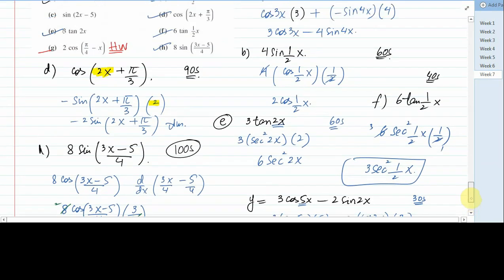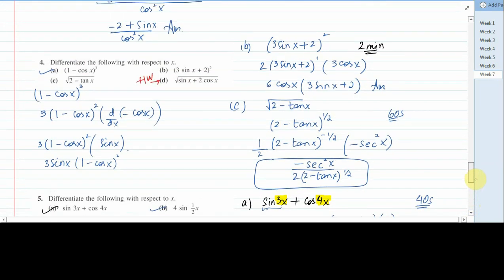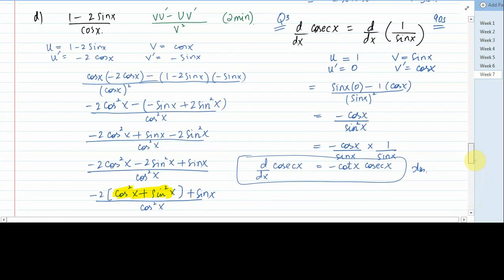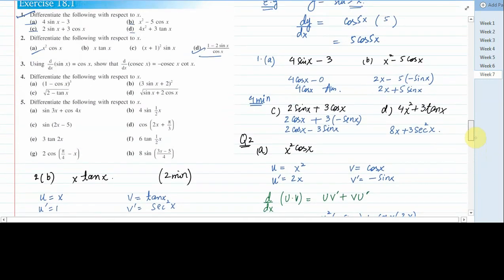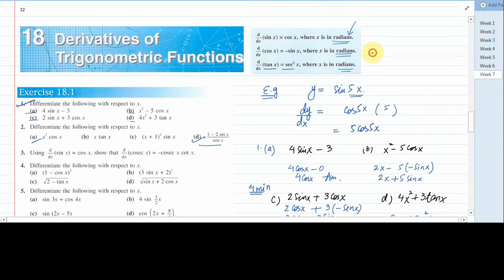We have started exercise 18.1 in today's class, and I hope that all of you find it very easy. The important thing is that you need to learn all those working formulas which I shared at the start of this session, and remember that whenever we are applying trigonometry and differentiation, the calculator must be in radian mode.